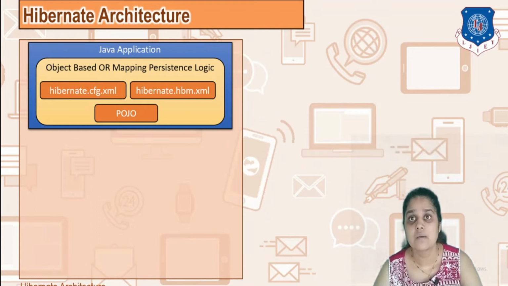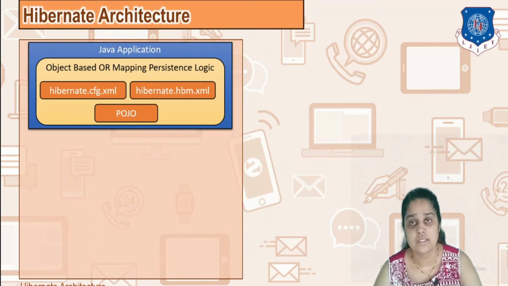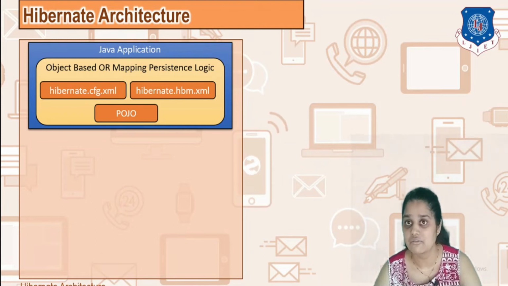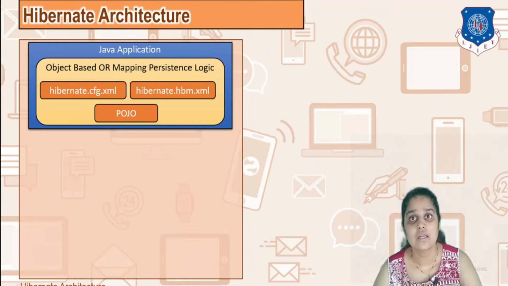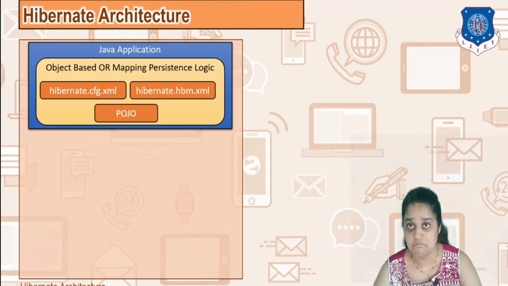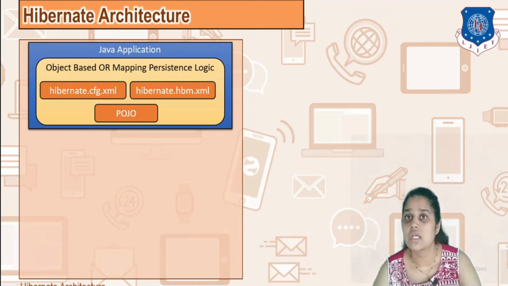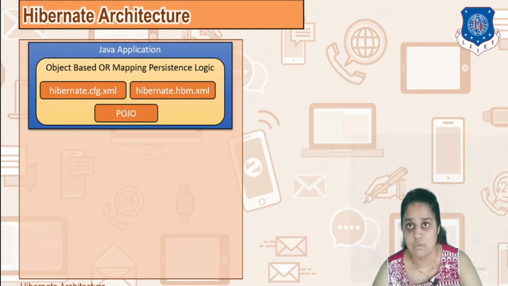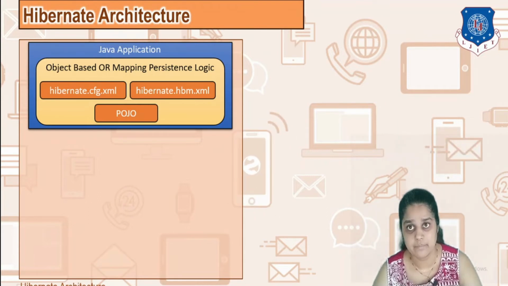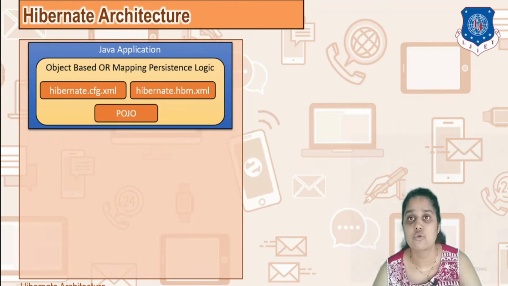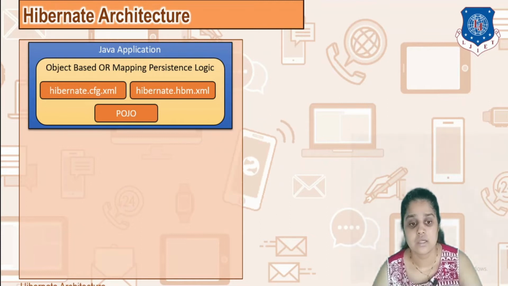The POJO file is a plain old Java object, which is nothing but your simple bean file. A bean file is a file in which the variables are private and they have public getters and setters. So that is my plain old Java object. It is generally a model. This is your Java file where you want to store your data, from where you want to send your data to the database.